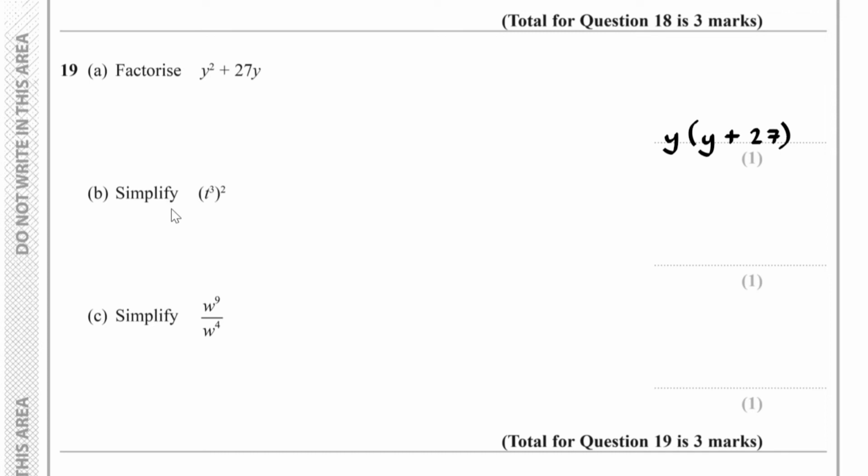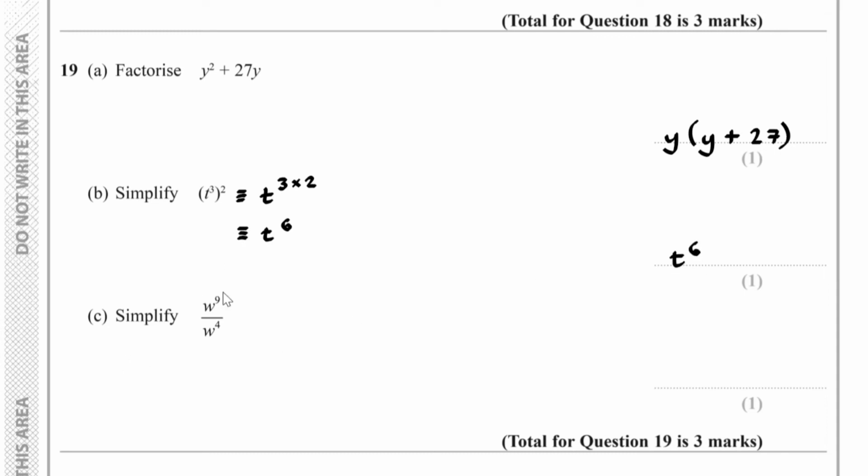Then for part B, we have to simplify t cubed, squared. Well, we've got a base to a power to another power, so in this situation we would have to multiply the powers. So I've got t to the 3 times 2, so I've got t to the 6.